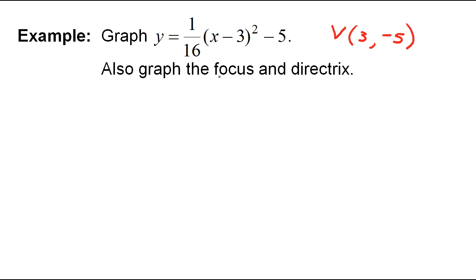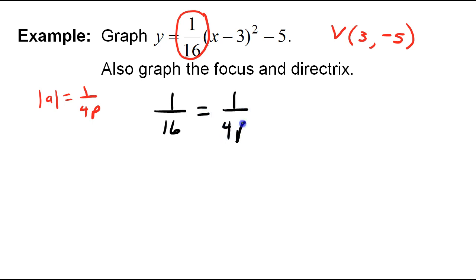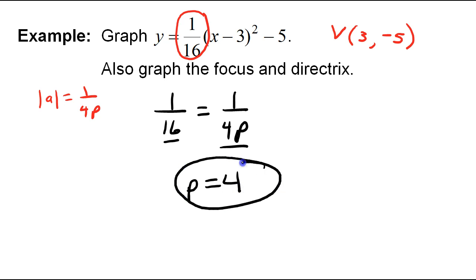Now, if I want to find the focus and the directrix, I'm going to need that special p number. Well, this is that a. And remember from before that the absolute value of a equals 1 over 4p. So the absolute value of a is 1 over 16. And what that means is we're not concerned with the sign on 1 over 16. I just need to take 1 over 16, set it equal to 1 over 4p to figure out what p is. Okay, now you can tell the only way I'm going to get these to be equal is if p equals 4. Okay, so now I've got p equals 4 and I have my vertex, so let's graph it.